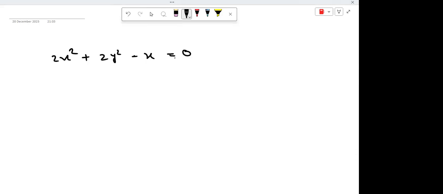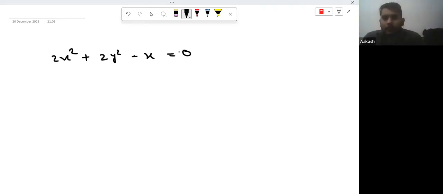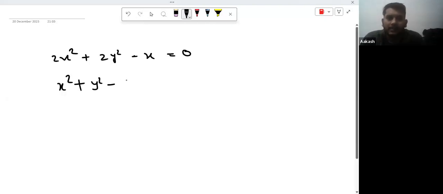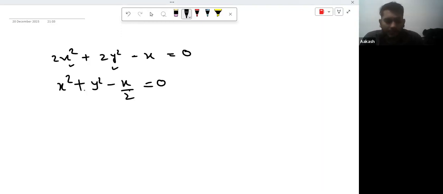Equals to 0. Okay, let's take 2 common. But there's no 2 in x, right? So it does not matter. It will be x square plus y square minus x by 2 equals to 0. All we have to do is make the coefficient of x square and y square 1, in every equation, yes, in equations of circle.